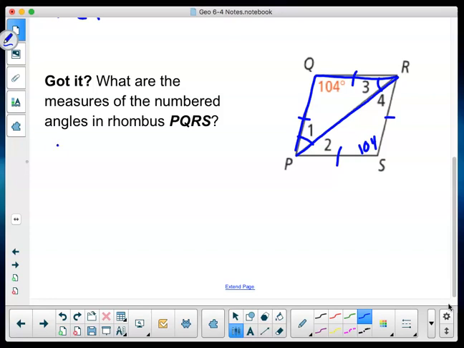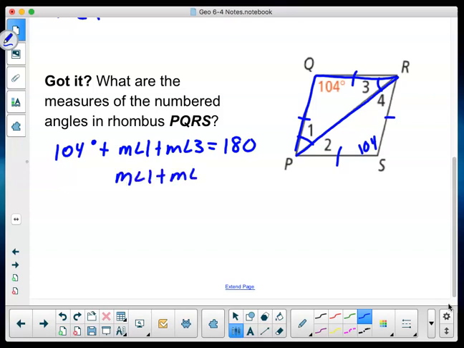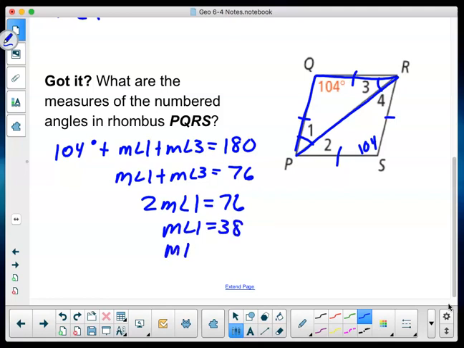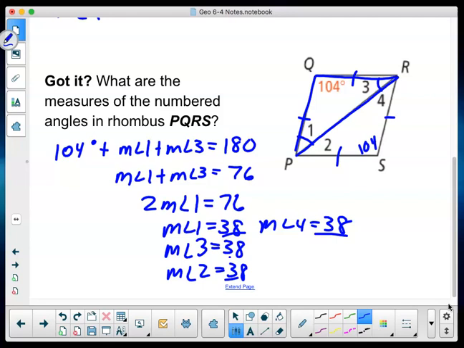Okay, so if I take 104 degrees plus the measure of angle 1 plus the measure of angle 3, this is 180 degrees. So the measure of angle 1 plus the measure of angle 3 is equal to 76. Now, if I keep in mind that 1 and 3 are equal, I have two measures of angle 1 equals 76. I divide, and the measure of angle 1 is 38. The measure of angle 3 is 38. The measure of angle 2 is 38, and the measure of angle 4 is 38. All those are the same.